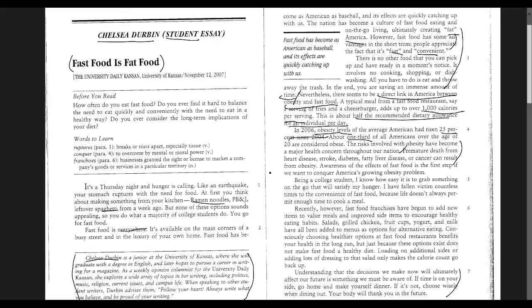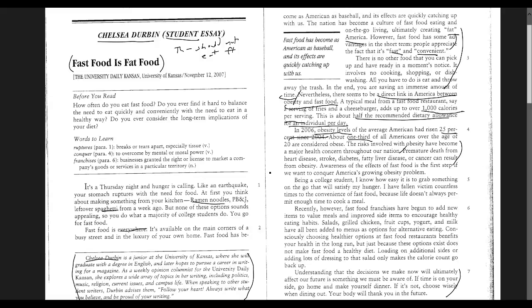So here we have, to briefly summarize it, an argument on the dangers of fast food. I would say her thesis is basically that we should not eat fast food, and that's what she's saying at the end here. So I'd say her thesis is something like: people should not eat fast food.